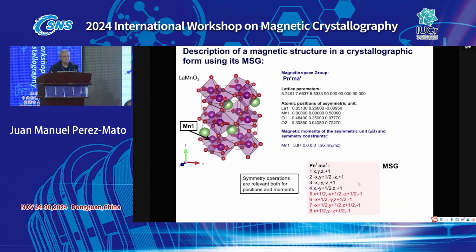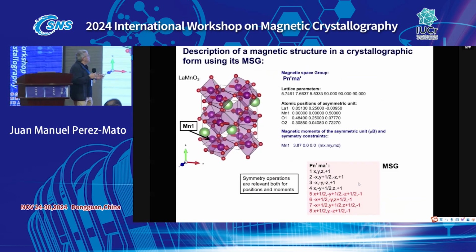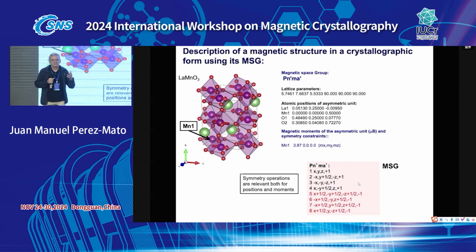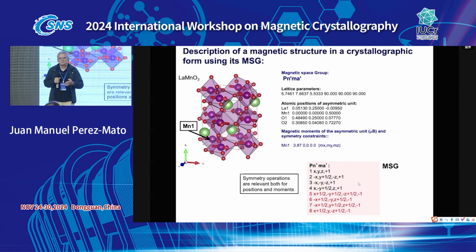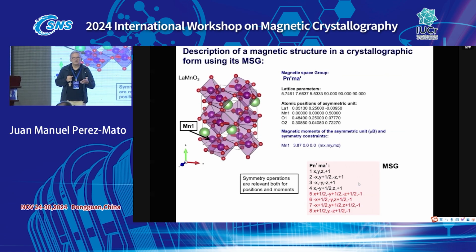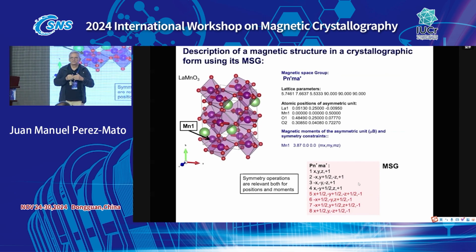So, and now we come to the point: how do we describe a magnetic structure in a very standard form, which can be transported, which is portable, and can be done in a similar way as we do with ordinary crystallographic structures? And the way is very simple and very obvious. You just have to use the magnetic space group.